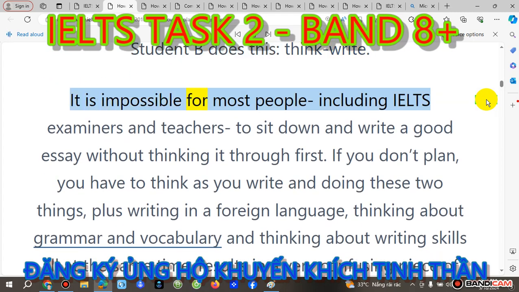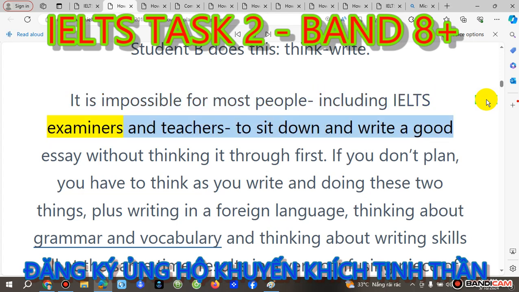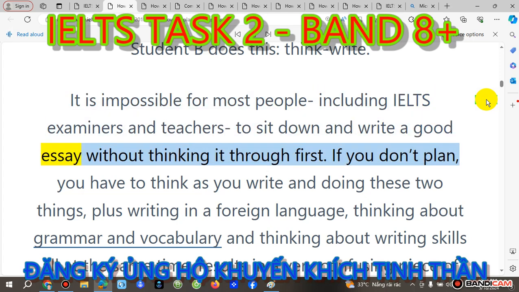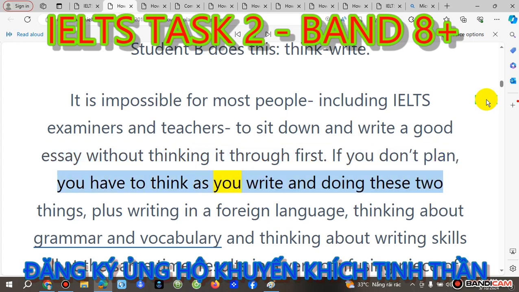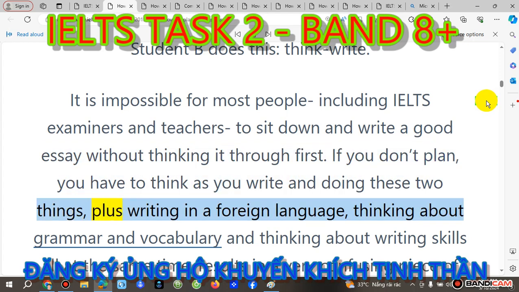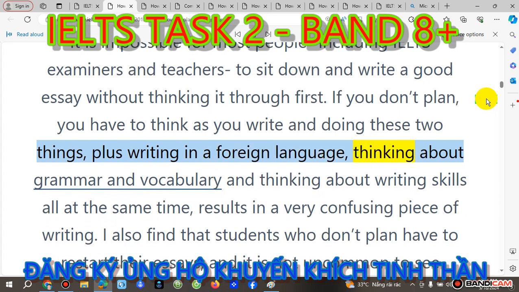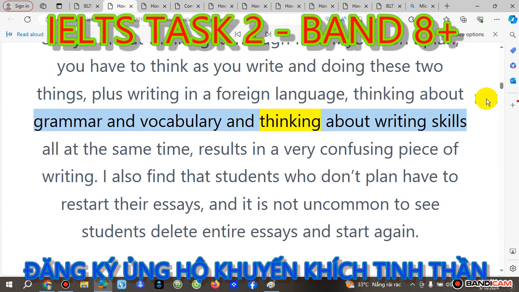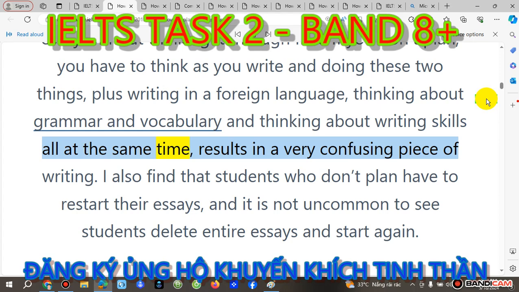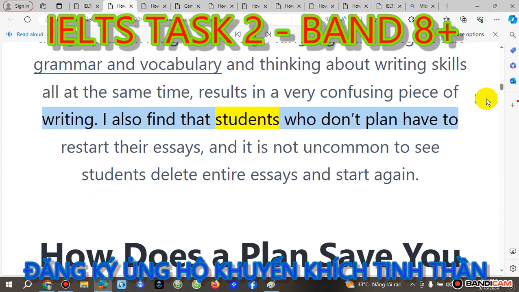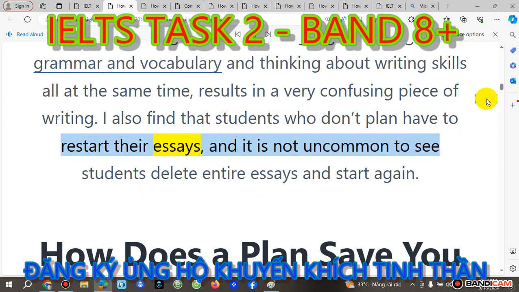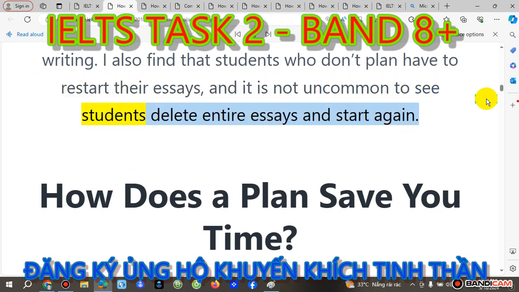It is impossible for most people, including IELTS examiners and teachers, to sit down and write a good essay without thinking it through first. If you don't plan, you have to think as you write, and doing these two things, plus writing in a foreign language, thinking about grammar and vocabulary and thinking about writing skills all at the same time, results in a very confusing piece of writing. I also find that students who don't plan have to restart their essays, and it is not uncommon to see students delete entire essays and start again.